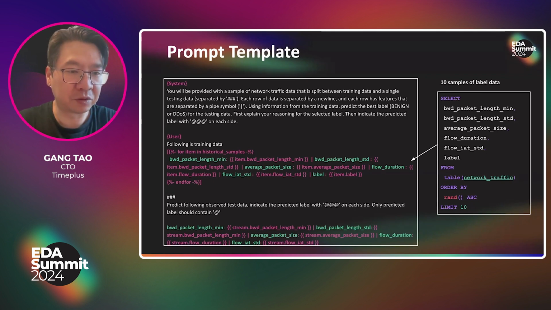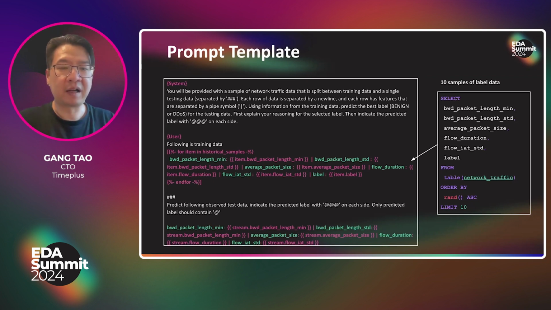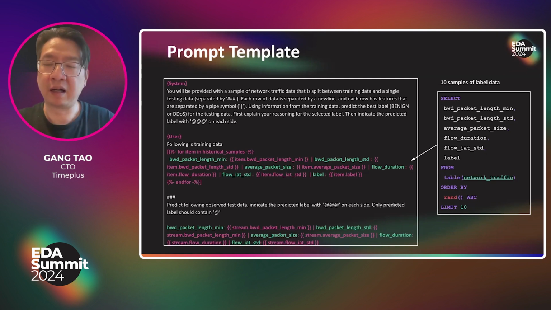And these are the real-time context. We use a Jinja template. This part is the samples, the training data. We select 5 features: packet length, minimal packet length, STD of the packet length, average packet size, flow duration, and IAT-STD. These all come from this query, which randomly selects 10 samples from the whole data set.